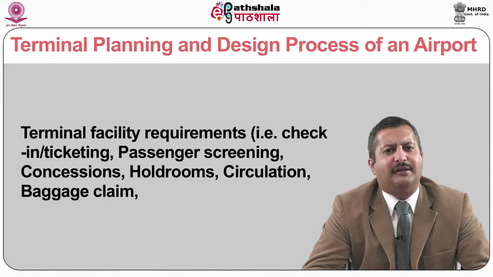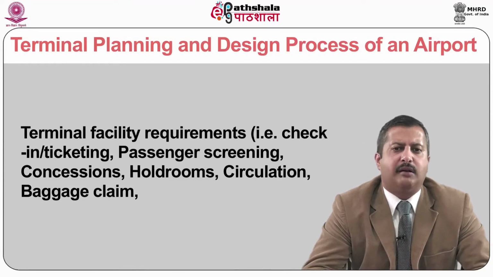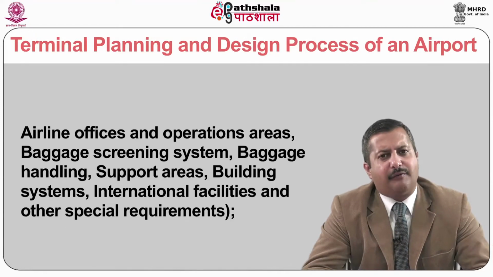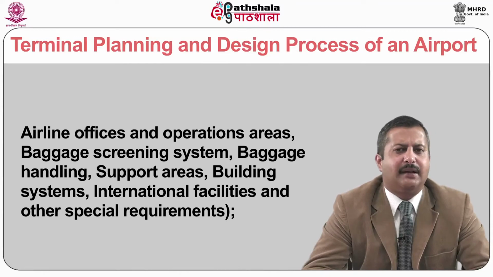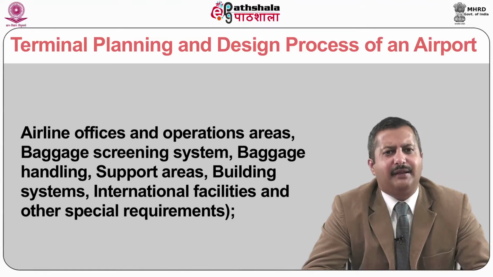In other words, the basic aspect of the terminal building component of the terminal complex includes programmatic parameters such as LOS, that is level of service standards, that define the desired performance for different terminal components and demand basis. Terminal facility requirements include check-in ticketing, passenger screening, concessions, hold rooms, circulation, baggage claim, airline offices and operation areas, baggage screening system, baggage handling, support areas, building systems, international facilities and other facilities.